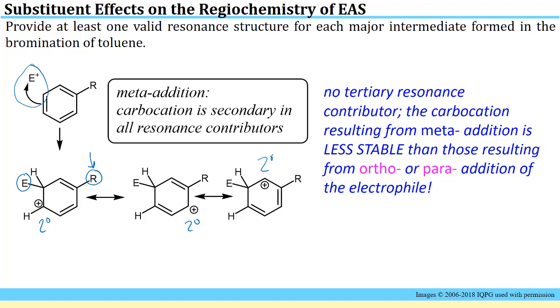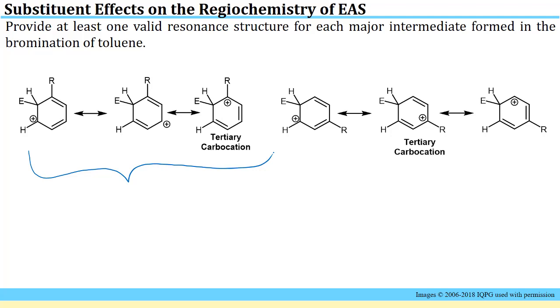And because of this, the carbocation resulting from meta addition is less stable than those resulting from the ortho and para addition products. This is an important observation to answer this problem effectively because we are asked for the major intermediates. So we need to provide at least one valid resonance structure only for the major intermediates, which would be the more stable intermediates. So you'll have to provide one of the resonance contributors from the ortho route and at least one of the resonance structures from the intermediate resulting from the para addition.